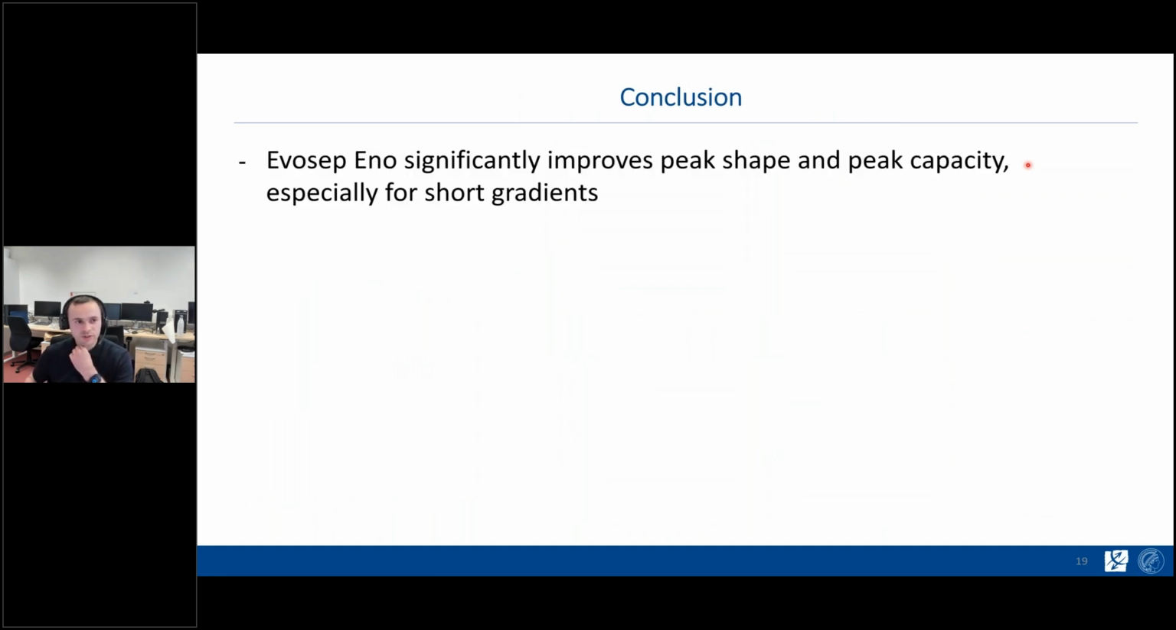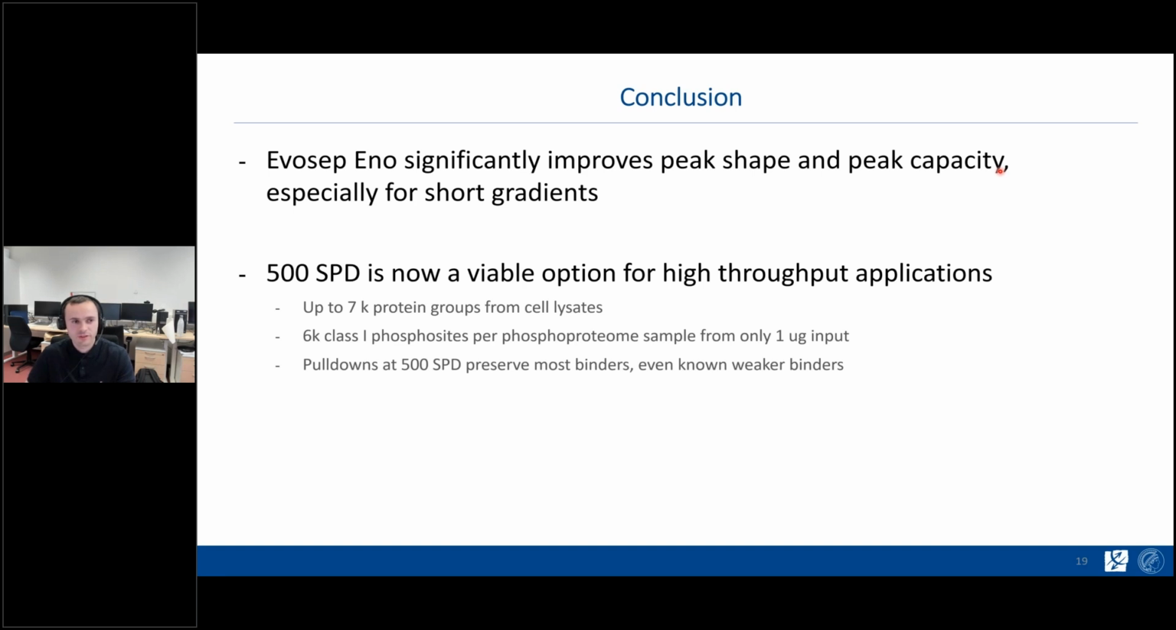So the Evosep ENO significantly improves peak shape and peak capacity, and this is especially true for short gradients. And this makes 500 SPD now a viable option for high throughput applications at a good depth. So up to 7,000 protein groups can be identified from cell lysates. From just 1 microgram, we could still get 6,000 class 1 phosphosites, and pull downs basically could be scaled up without losing most of the biological information. So we preserved most of the information and just went up more than 5-fold in throughput.